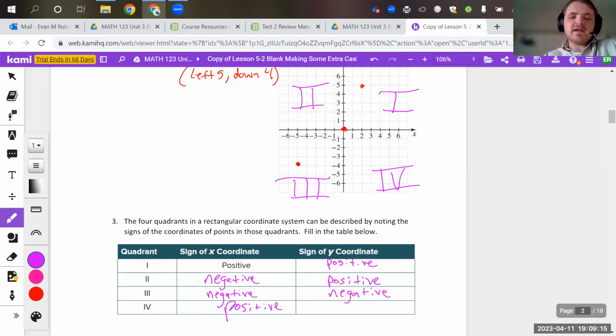and negative. That might not feel super important to you, but it becomes important, especially in pre-calc, if you are headed there after this class, where you have to deal with triangles in different quadrants and things like that. It's helpful to know the signs.